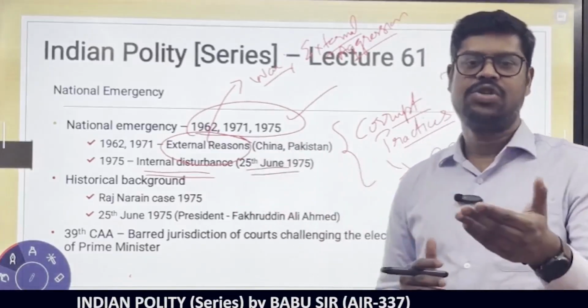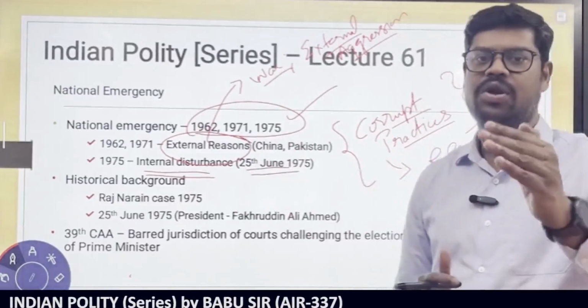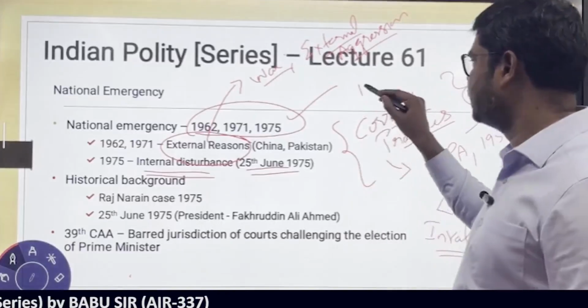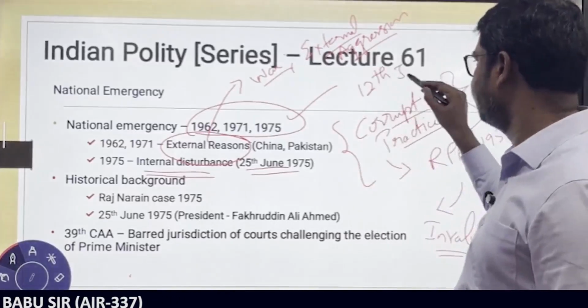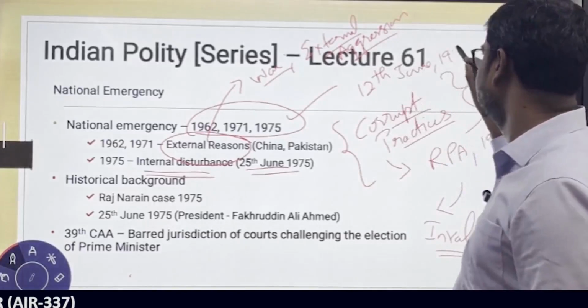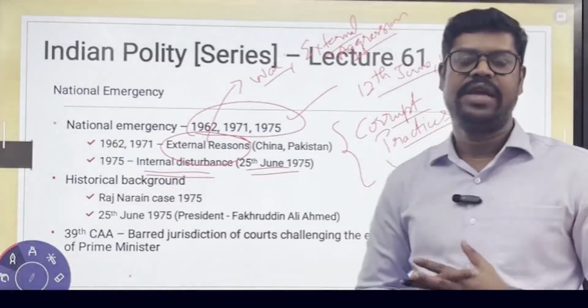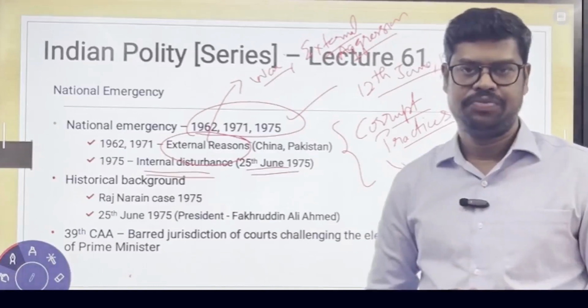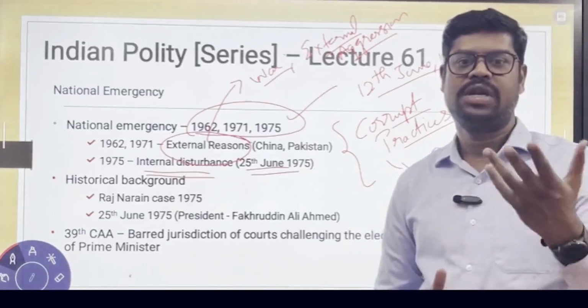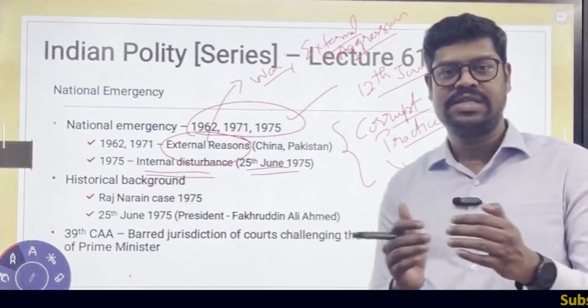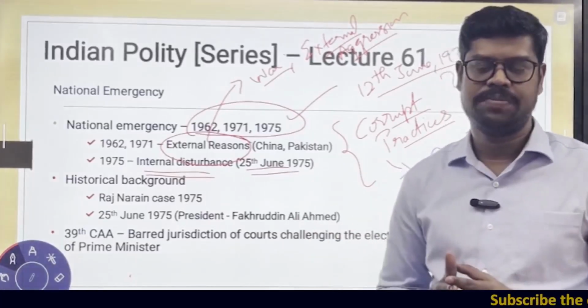Because to challenge the election to the Member of Parliament, the first level is we will have to go to the respective High Court. On 12th June 1975, a historic judgment was given by the Allahabad High Court. The Allahabad High Court was convinced Prime Minister Indira Gandhi had engaged in what is called corrupt practice, and therefore her election was declared to be invalid. So this is the incident that happened before the declaration of emergency.